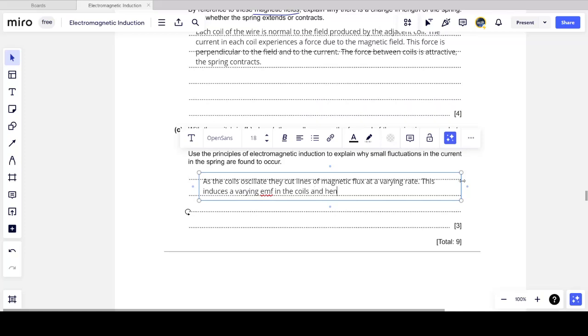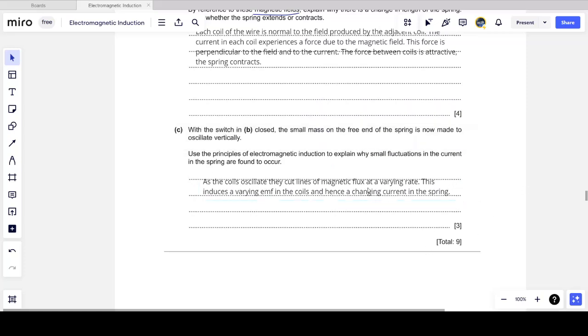And so if I'm applying a constant current and then I'm noticing a varied EMF being induced in the coils, I'll notice small fluctuations in the current if I had an ammeter across any point in the coils. And so hence I get a changing current in the coils of the spring, or in the spring itself.